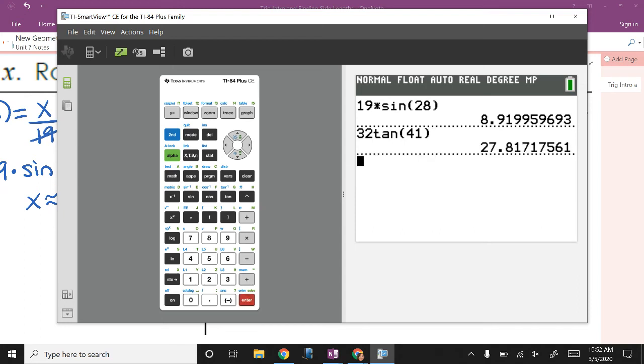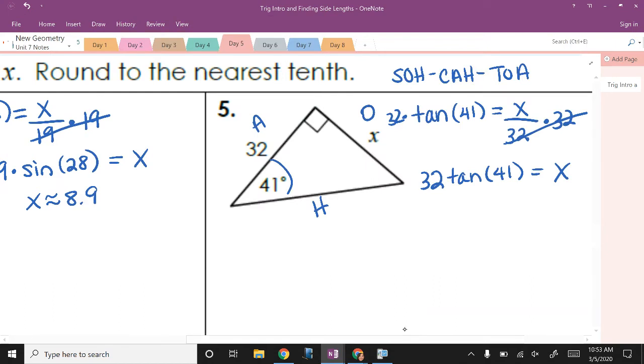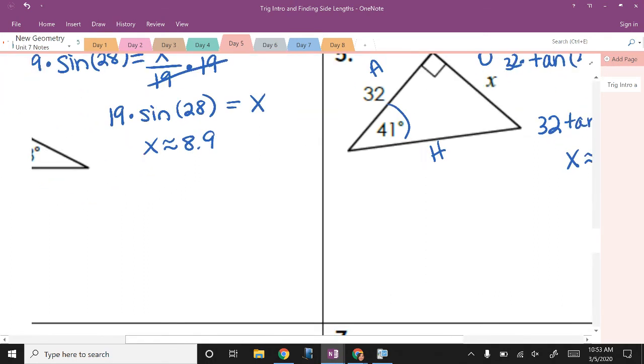Did y'all get about 27.8? Anybody not get 27.8 when you typed it? All right. And let's see if that makes sense. X is approximately 27.8. And we don't know the hypotenuse, so we assume it makes sense. Okay. Y'all okay how we did that? So you got to determine which ratio to use and then set it up.